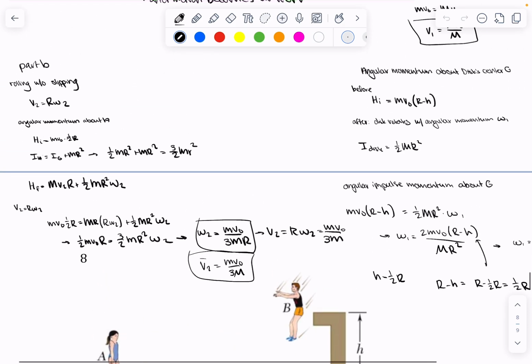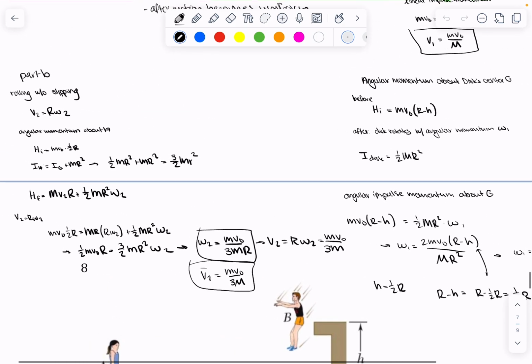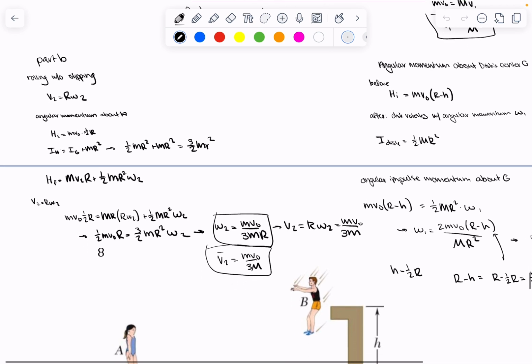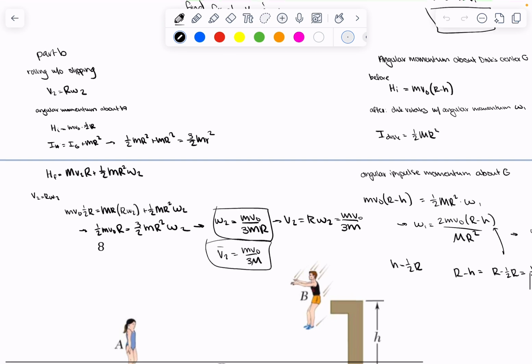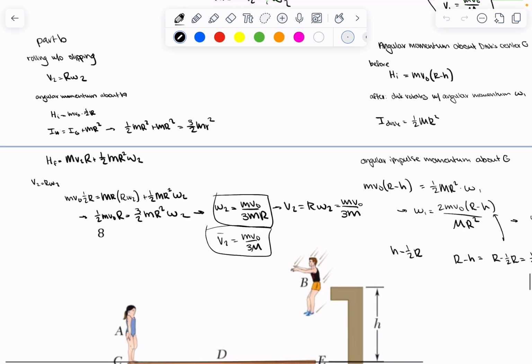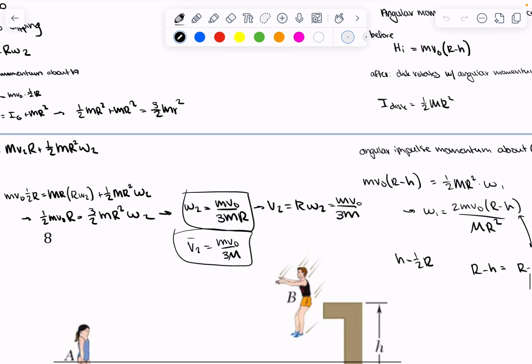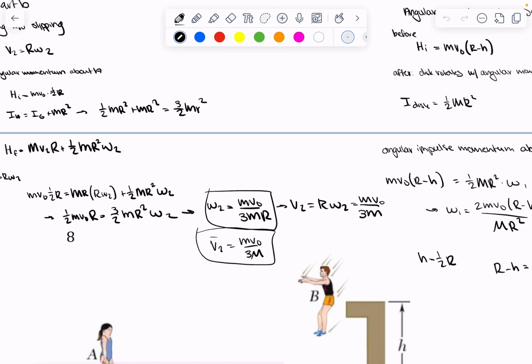And then coming up here, it's rolling without slipping, which means it has an instantaneous velocity of 0 at some point. And here we're calculating for omega 2 and velocity final, which we get here.